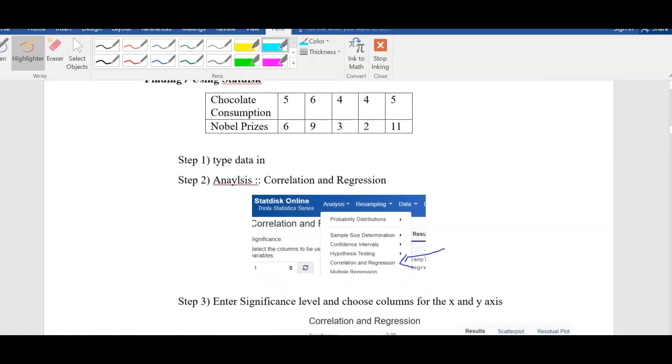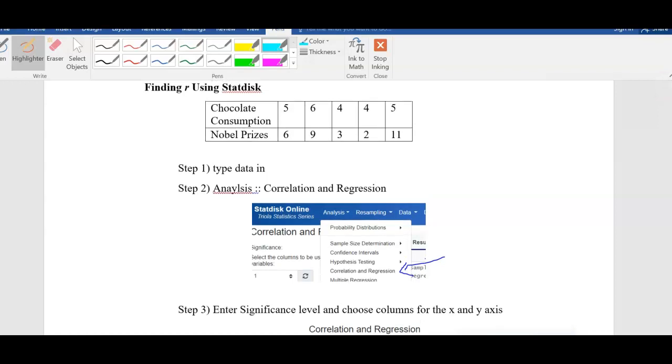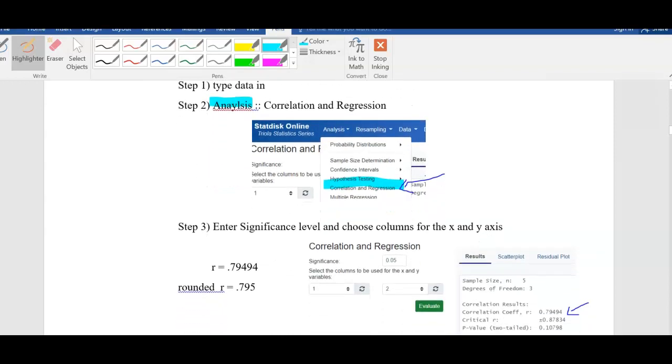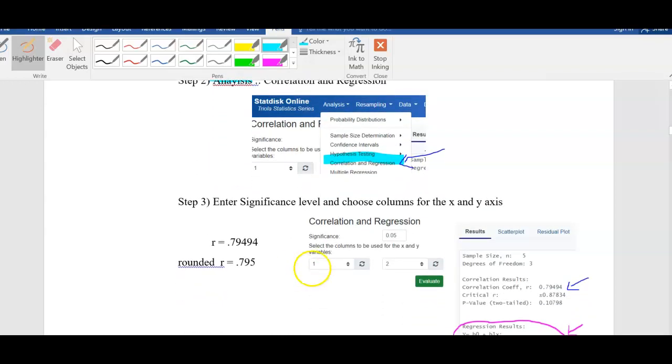All right, so now we're going to use StatDisk instead. You're going to go into StatDisk and type these numbers into your data, in your first and second column. Then you're going to go to Analysis, Correlation and Regression. And then you say, what columns do I want? You're going to pick 1 and 2. So 1 is going to be your chocolate, and 2 is going to be your Nobel Prizes.